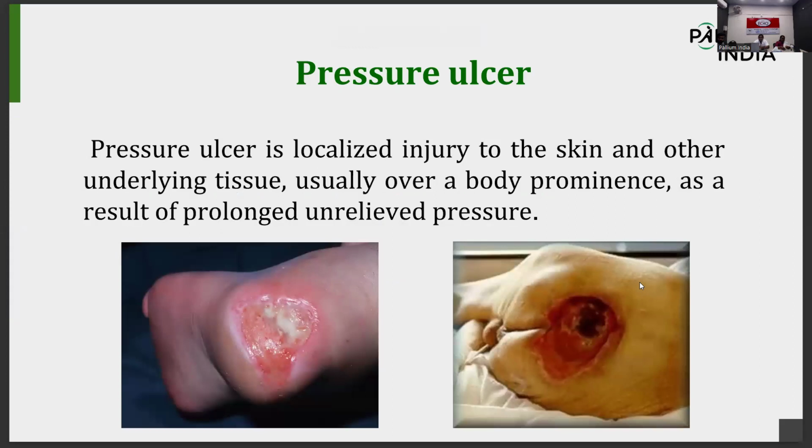So what is a pressure ulcer or decubitus ulcer? It is a localized injury to the skin and other underlying tissue, usually over a body prominence, as a result of prolonged unrelieved pressure. Most commonly, the pressure sore develops in the bed-bound patient. A patient who has been bed-bound for many years is most prone to get pressure ulcers.